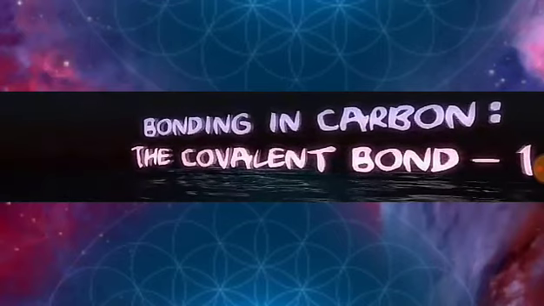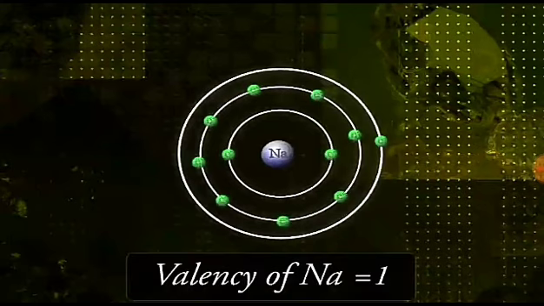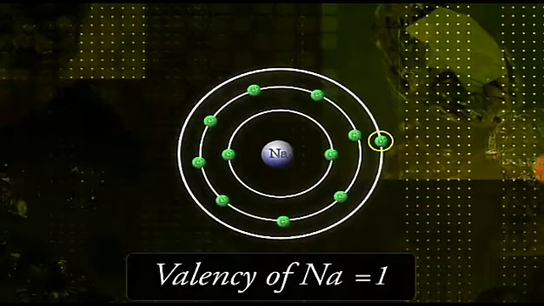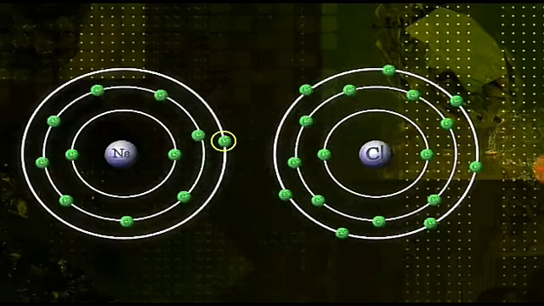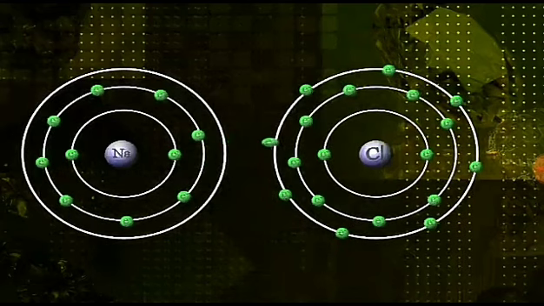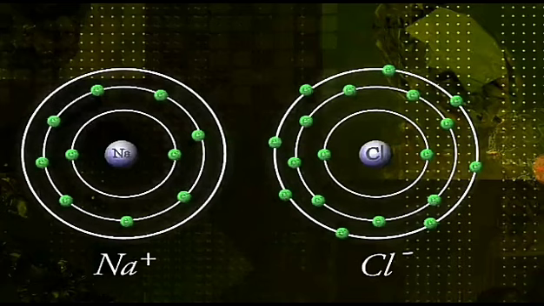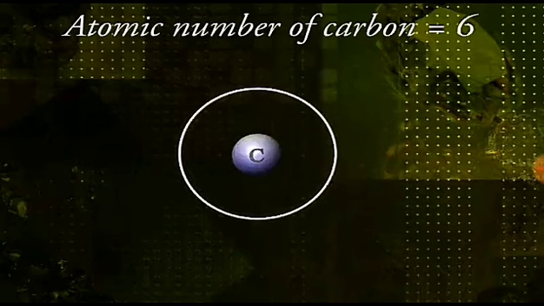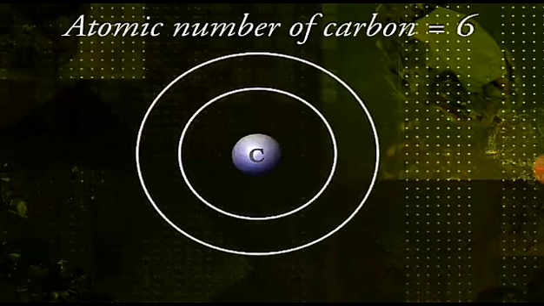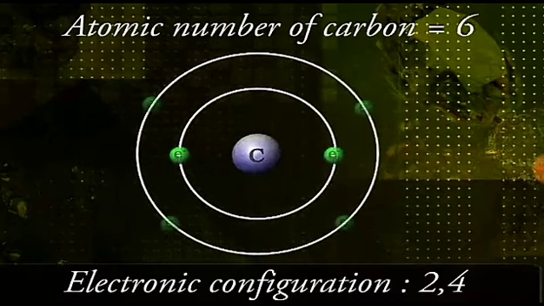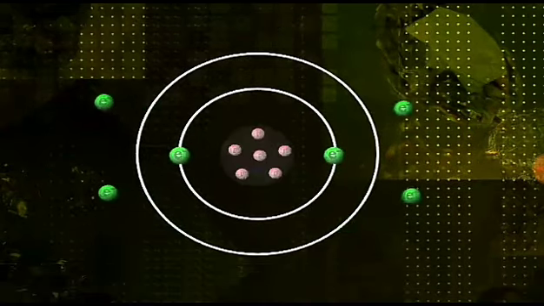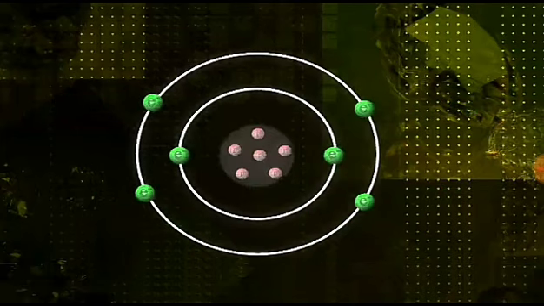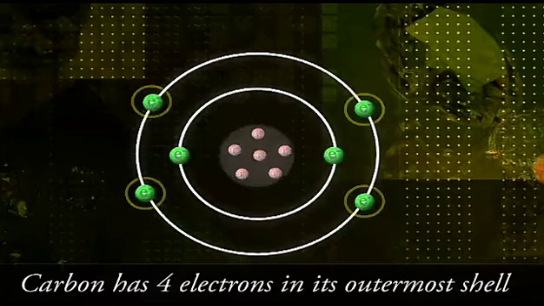Covalent bond, part 1. The reactivity of an element depends on the number of valence electrons and on the tendency of an element to attain a completely filled outer shell. The atomic number of carbon is 6 and its electronic configuration is 2, 4. So carbon has 4 valence electrons, which means carbon has 4 electrons in its outermost shell.